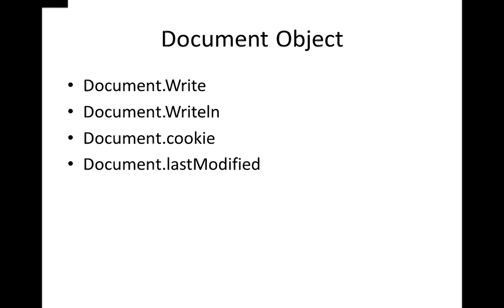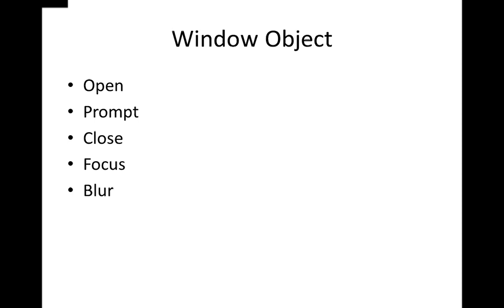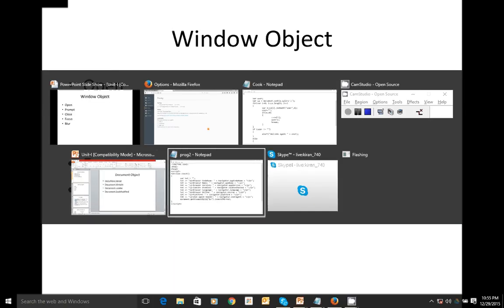Now let's go ahead with the window object. The window object comes with different functionalities like open, prompt, close, focus, blur. Hope we have already seen this prompt function. The prompt function permits the user to enter some textual information. Let's look at open, close, focus, and blur. Let me open a simple program which talks about the same.